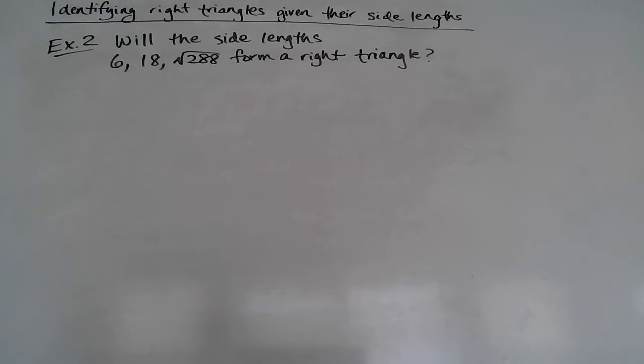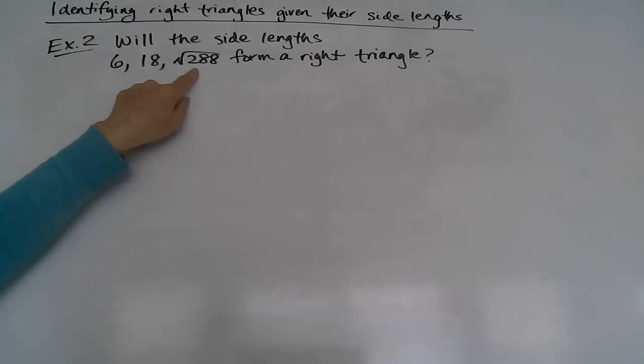So example 2 says, will the side lengths 6, 18, and the square root of 288 form a right triangle? Basically the same question, just worded differently. The other thing that's different though is now instead of having whole number side lengths, we've been given a square root of a number. And we do need to figure out which side has to be c, which side is the longest. Clearly it's not going to be 6. It's either going to be 18 or the square root of 288.